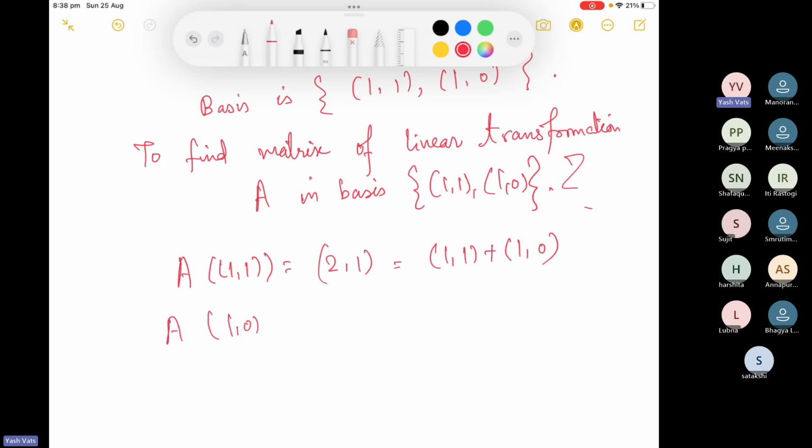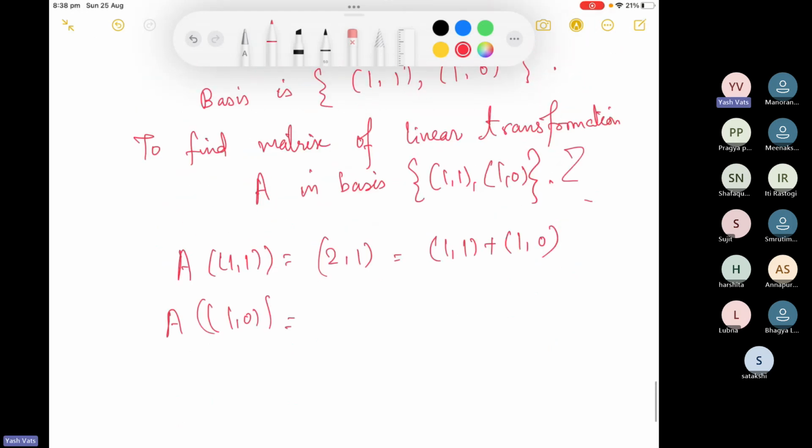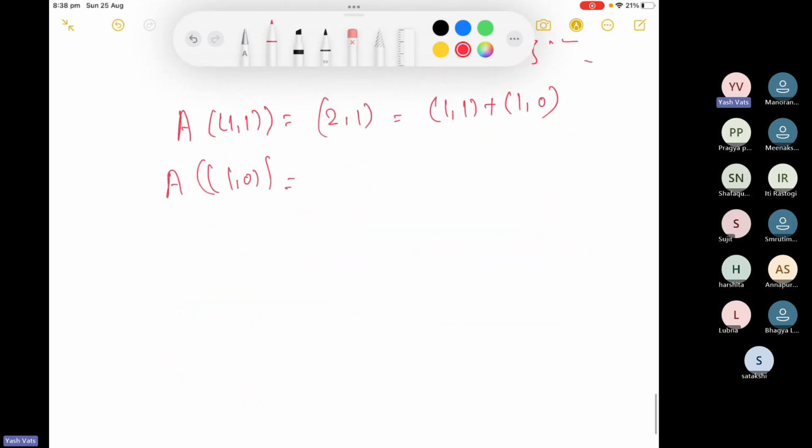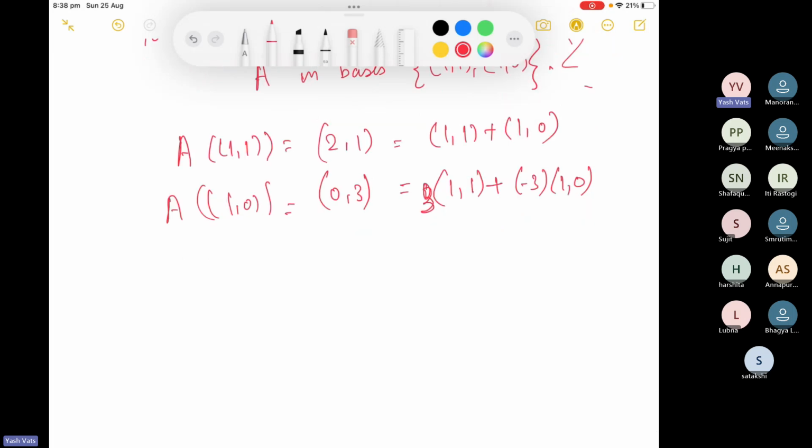And (1, 0) is... (0, 3). And this you can write like this. How do you write like this? 0 times (1, 1). Wait. 3 times (1, 1) plus minus 3 times (1, 0). Okay.